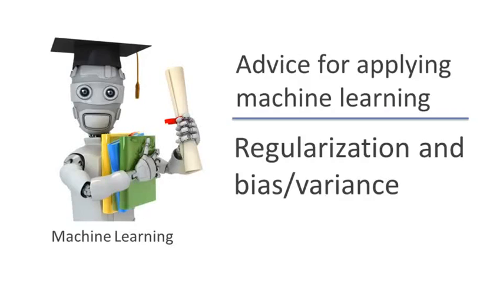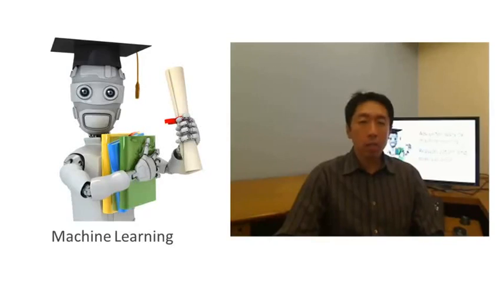You've seen how regularization can help prevent overfitting, but how does it affect the bias and variance of a learning algorithm? In this video, I'd like to go deeper into the issue of bias and variance and talk about how it interacts with and is affected by the regularization of your learning algorithm.